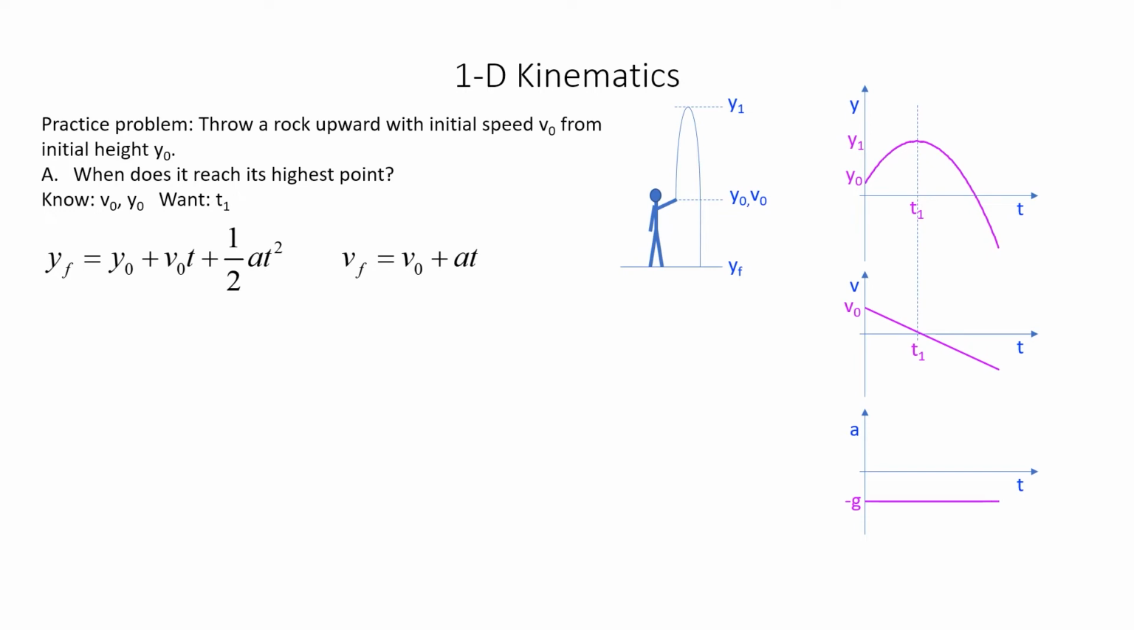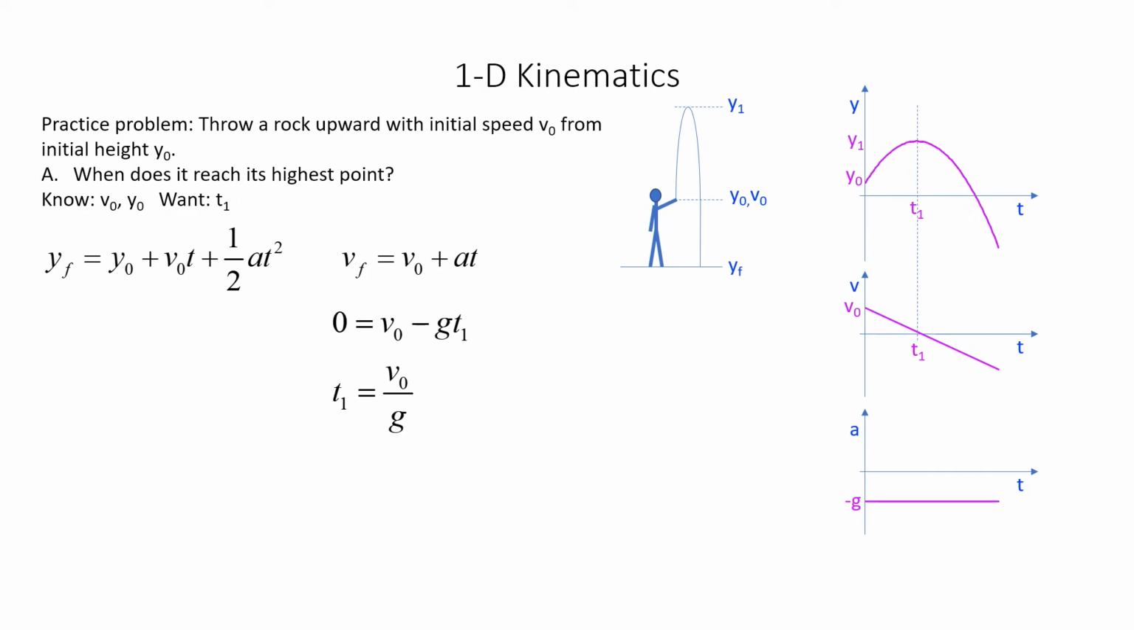I'm going to write down the general kinematic equations that we derived a few minutes ago. Y final equals Y0 plus V0t plus a half AT squared, and V final equals V0 plus AT. Now I'm going to specify the velocity function just for this problem. So my y final at the very top goes to 0. My v0 is just v0, my acceleration is minus g, and the time I've specified to be t1.